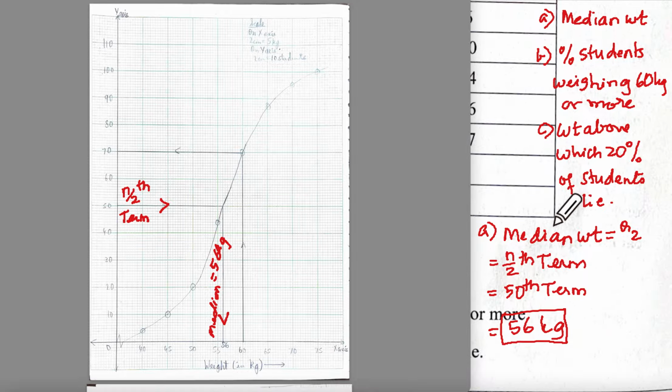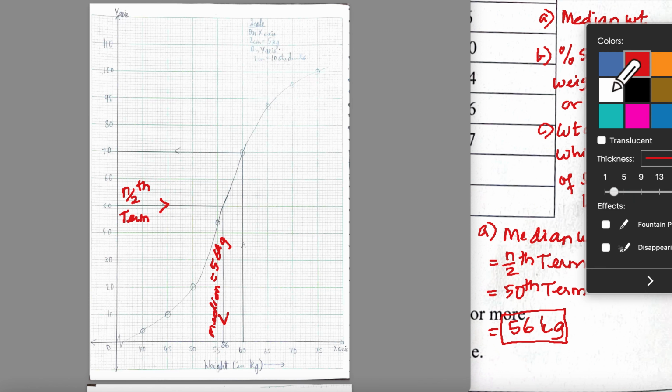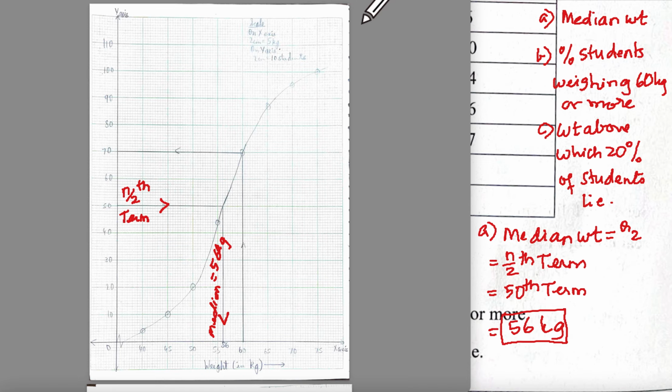Okay. Now for B part you need students weighing 60 kg or more. I'll have to create space to write that. So I'll write here 60 kg or more. 60 kg is here. So you are going up this way, coming here. It's coming to, this is 70, right? Yes. So you are going to say number of students.